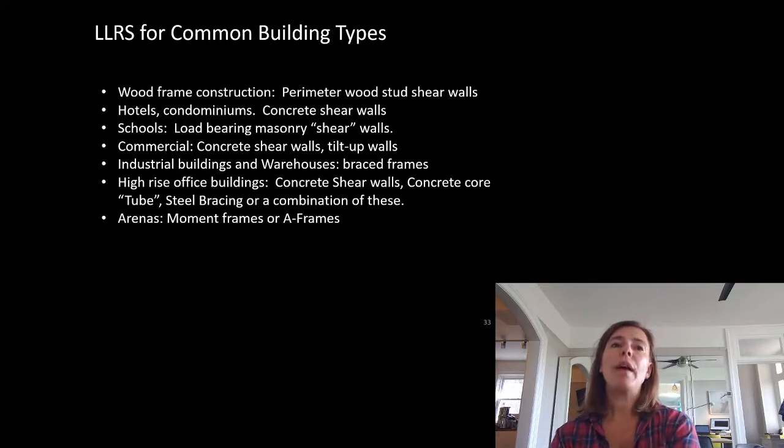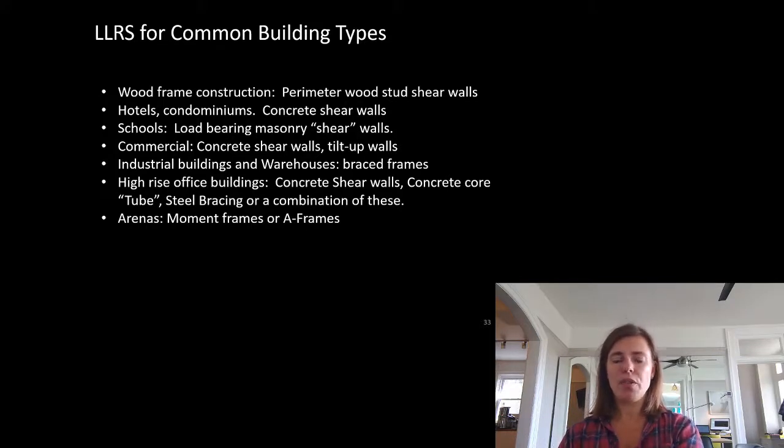So what are the lateral load resisting systems for common building types? For wood frame construction, we're going to have a perimeter plywood wall with wood studs. Hotels and condos, probably if they're made out of concrete, they're going to be a concrete shear wall. Even if they were made out of steel, the core or the stairwell is probably made out of concrete, and we'd still use that as our lateral load resisting system. Schools, load-bearing masonry shear walls. Commercial buildings, concrete shear walls, even tilt-up walls.